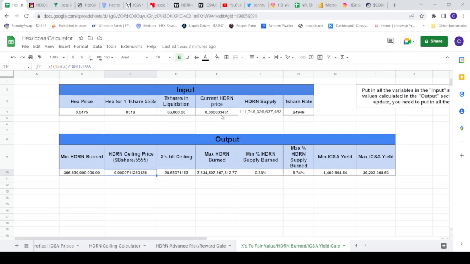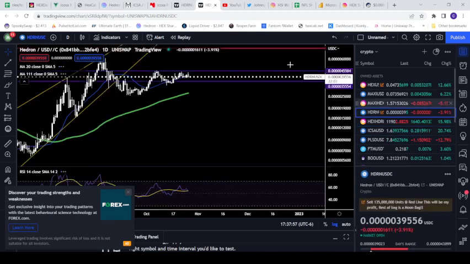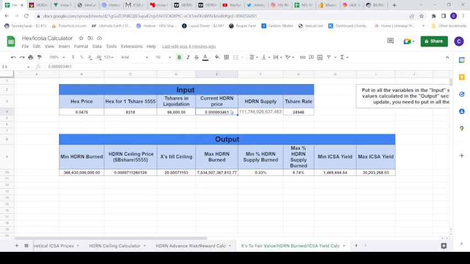So now the current price of Hedron is 395. That's the supply there. So actually the T-share rate went up by a couple hundred hex from the last time I looked at this. So it's now 8,318 for one T-share.